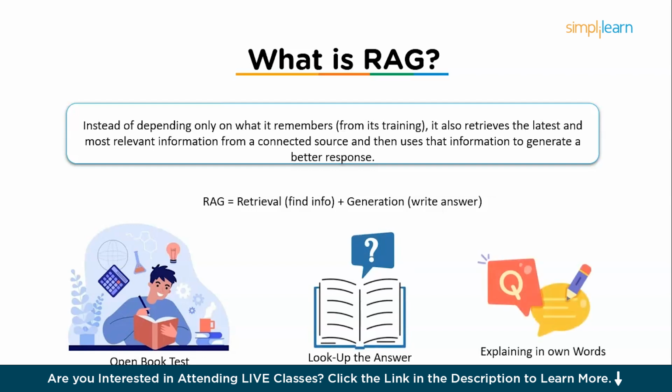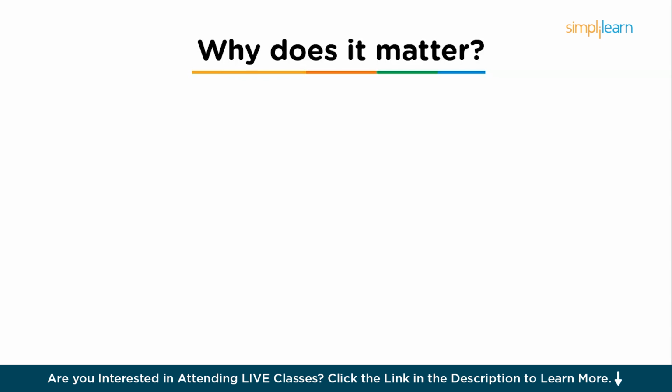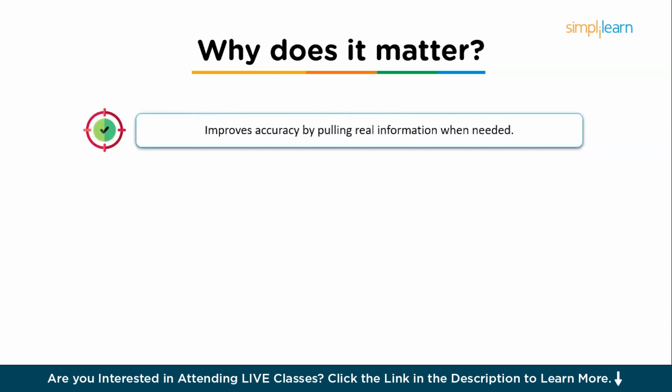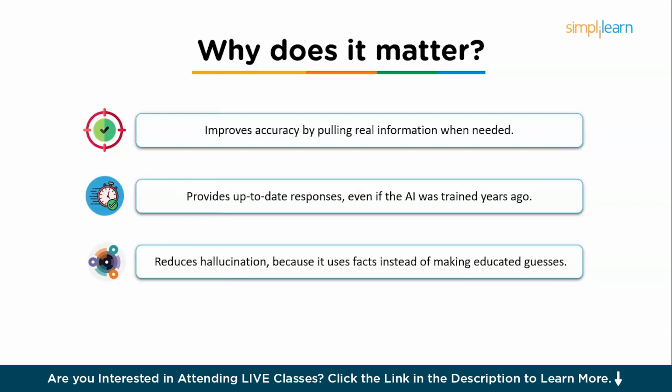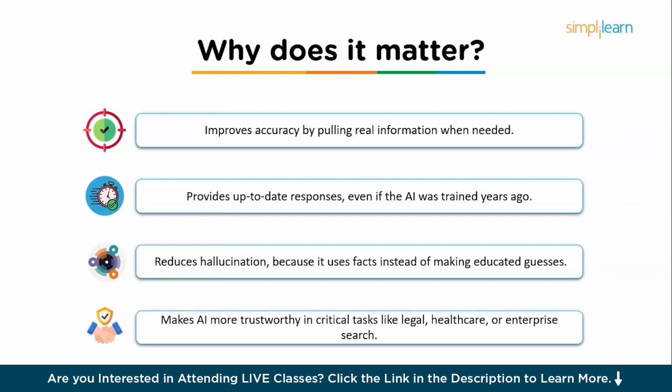So, the question arises, why does it even matter? Here's the thing. Most traditional language models have a knowledge cutoff. That means they don't know anything that happened after a specific date. So, RAG helps fix these problems. It improves accuracy by pulling the real information when needed. Then it provides up-to-date responses, even if the AI was trained years ago. Then it reduces hallucination because it uses facts instead of making educated guesses. Then it makes AI more trustworthy in critical tasks like legal, healthcare, or even enterprise search.